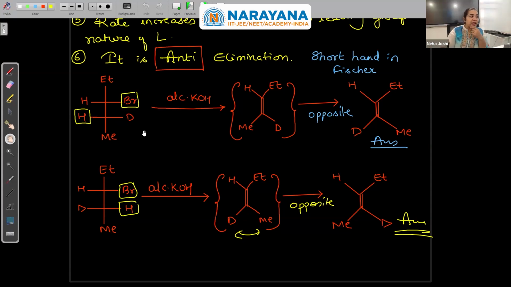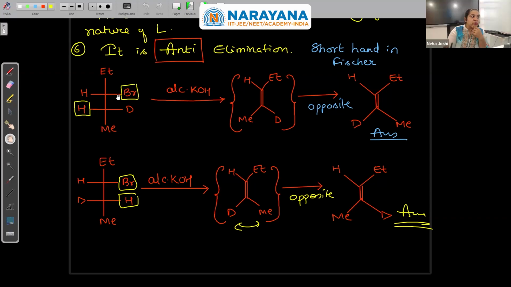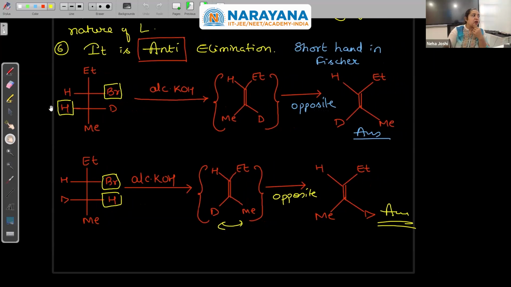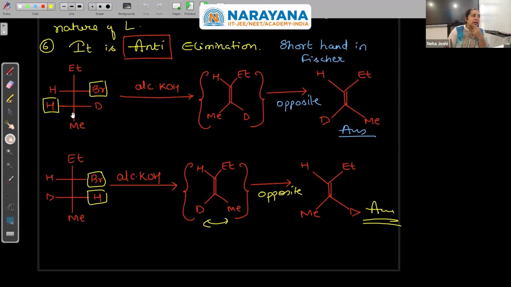Yes, for Fischer, you can have a direct shorthand. If the two groups which are to be removed are both on the horizontal line, whether they are on the same side of the vertical line or on the opposite side of the vertical line, it doesn't matter, because in Fischer both of these are ultimately directed towards you. Okay, so it doesn't matter. This is not anti. They are simply placed on the same side.